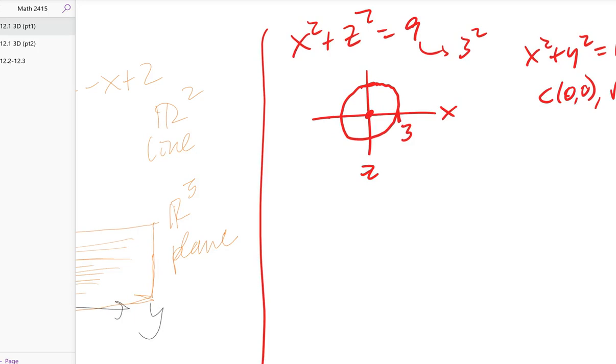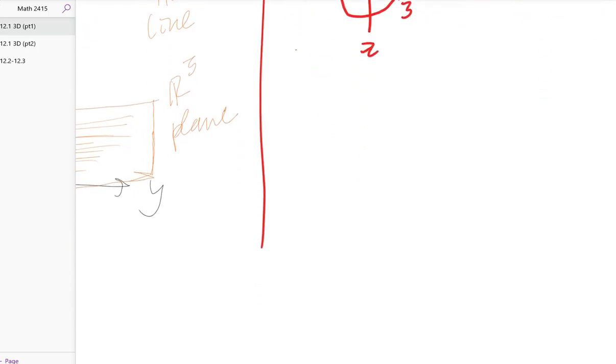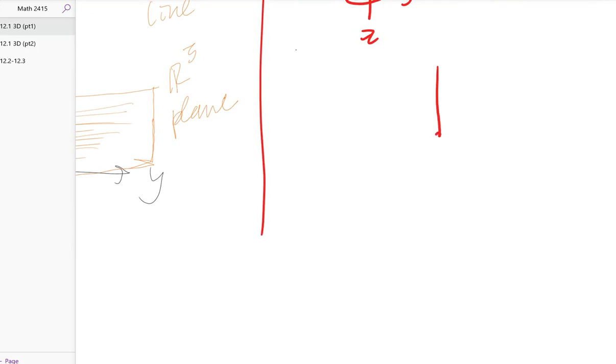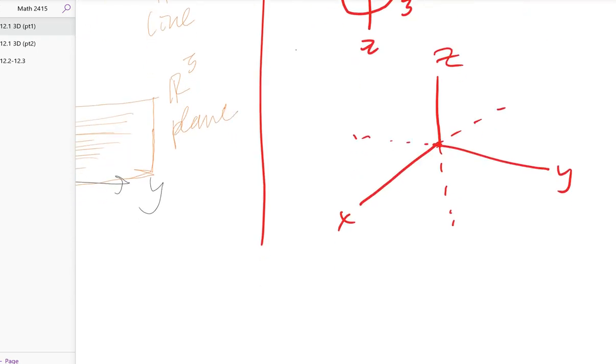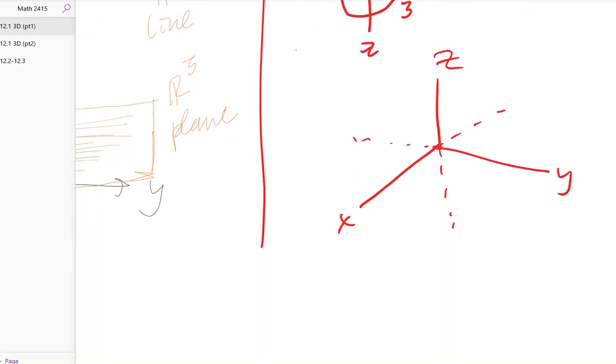Okay, so now it's the xz axis. So what we're going to do is take that circle and draw it in xyz space. So this is negative y, this is negative x, and this is negative z. x, y, and z. So I'm going to draw it in a different color. So it's in the xz plane. The xz plane is this one here.